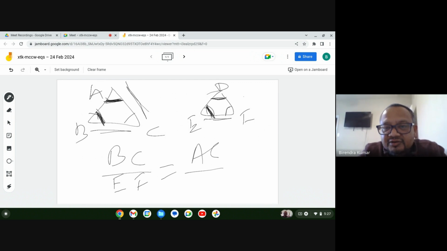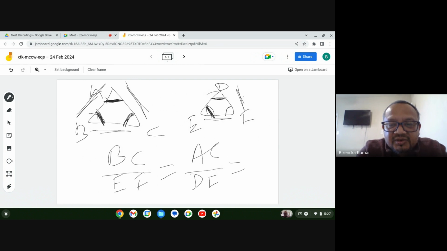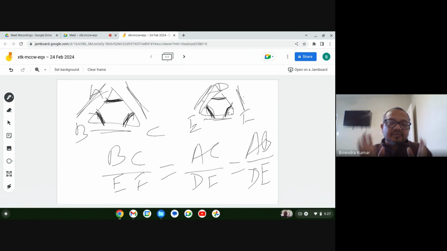Angle matching to B is E. What is the side opposite to this? This is DF. That will be equal to the third angle's opposite sides. So angle C's opposite side is AB, divided by the side opposite the matching angle, which is DE. This is what the property of similar triangles says: if two triangles are similar, the sides opposite to the matching angles will be in the same proportion.